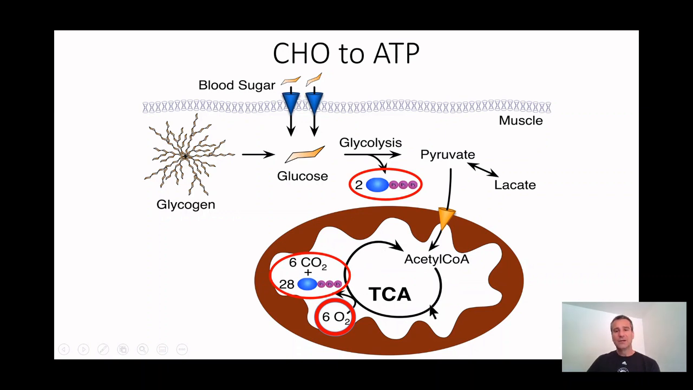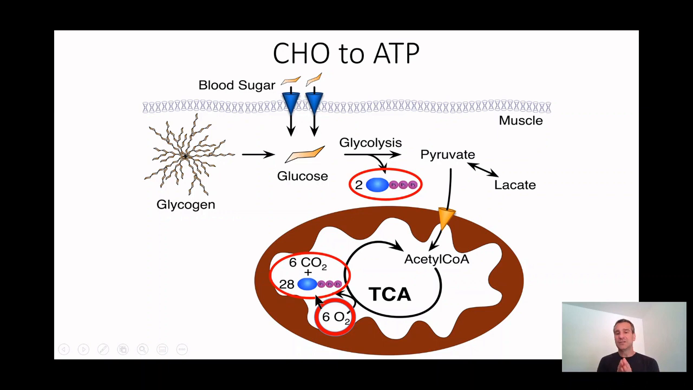Okay? And so it goes through the TCA cycle, and as it breaks down this acetyl-CoA, we get this: one glucose gives us 2 pyruvates, gives us 2 acetyl-CoA, and that's going to be broken down into 6 carbon dioxide molecules that we're going to breathe out. We're going to use 6 oxygen molecules when we breathe in, and we're going to generate 28 ATP.